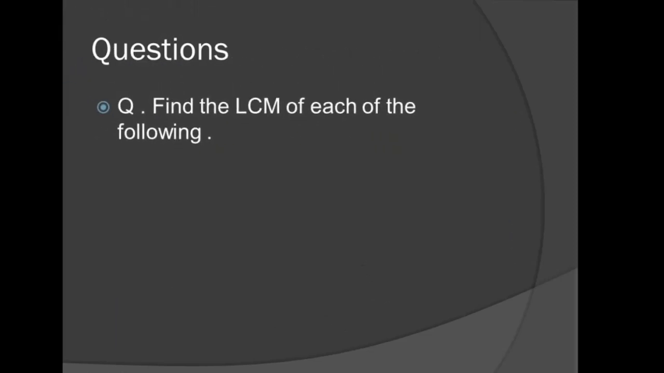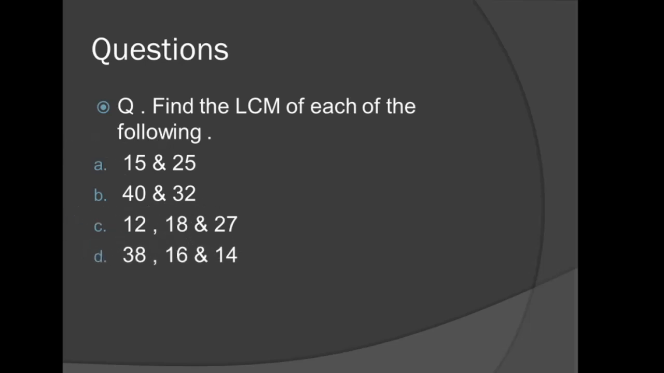Okay, now there are certain questions and you have to work them out. The question says, find the LCM of each of the following. A part: 15 and 25. B part: 40 and 32. In the C part: 12, 18 and 27, whereas the D part is again based on 3 numbers: 38, 16 and 14.